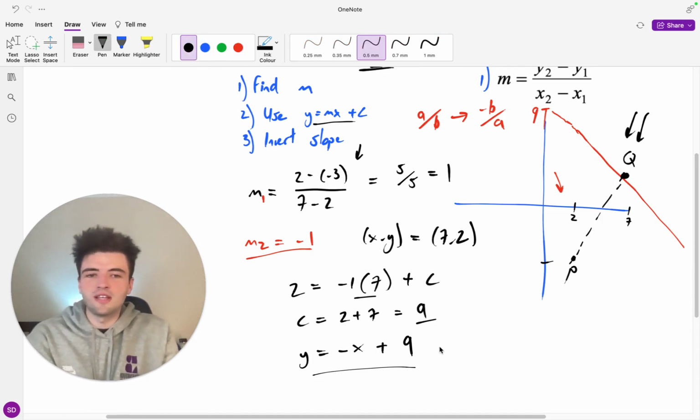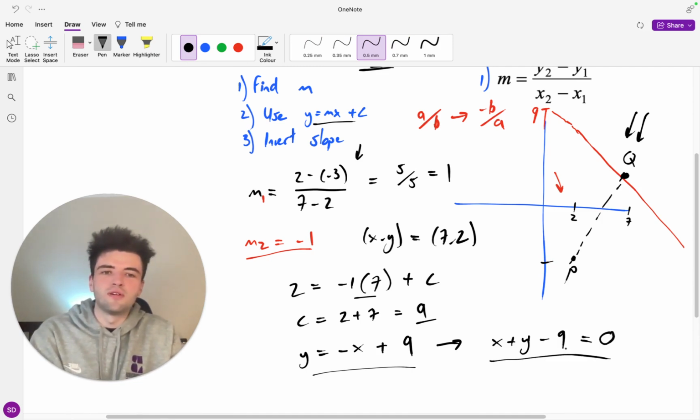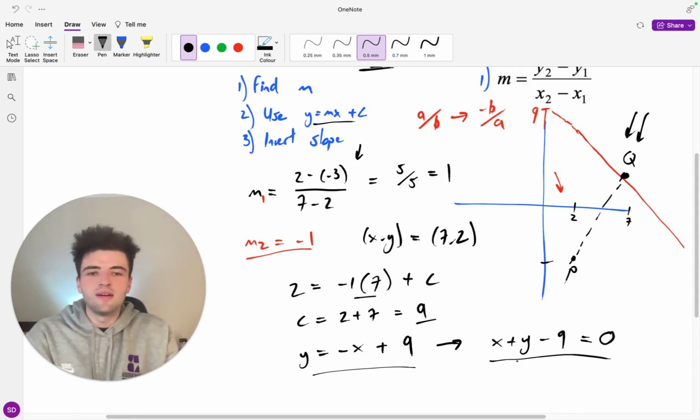I will just quickly convert this into the alternative form as well, which is x plus 9 minus y is equal to 0. So sometimes they will ask you to put it in this form as well, rather than y is equal to mx plus c. But that is going to be the equation of our line now, and so that's going to be it for this question.